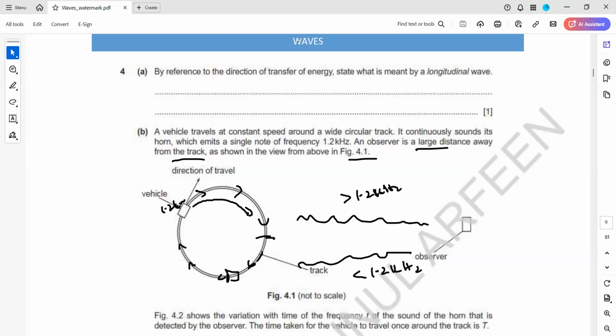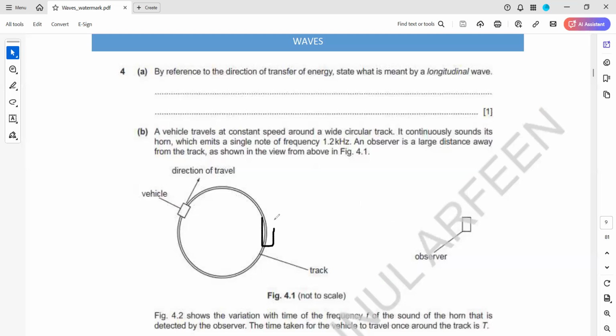And when the vehicle is in these two sections, approximately the distance does not change, a negligible change in the distance. So in that case, because the relative position is not changing, what is emitted by the vehicle is the same frequency heard by the observer or recorded by the observer.